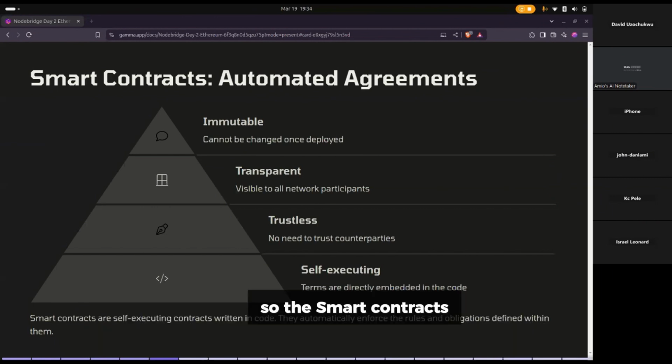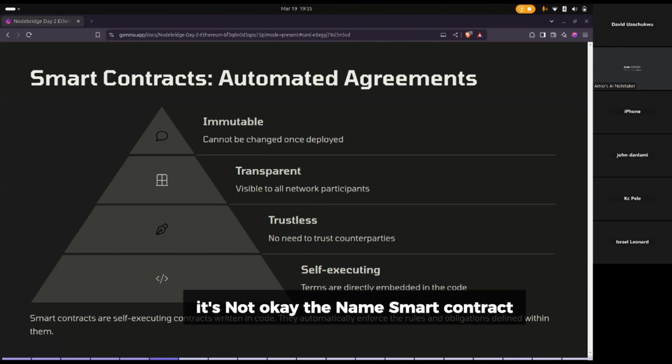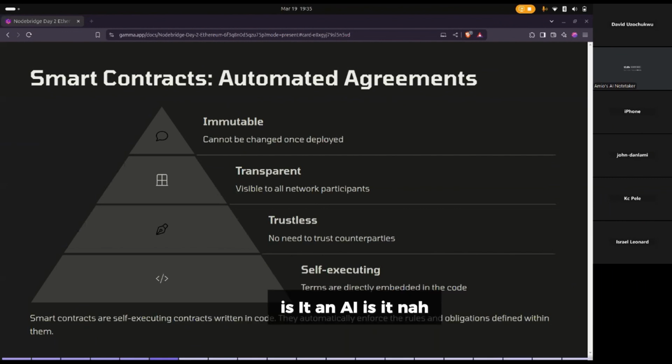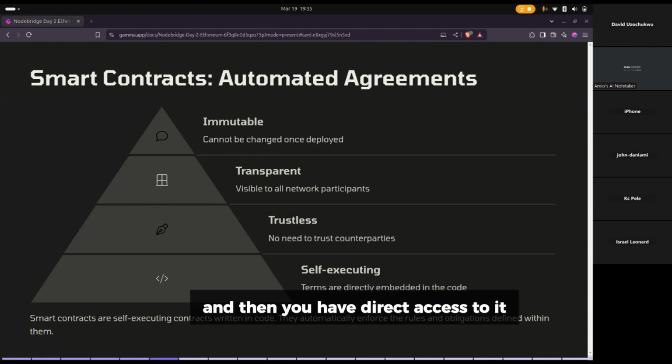The name smart contracts, someone will be like, why is this smart if you still have to do certain things? Does it make decisions by itself? Is it an AI? No, it is just code that is written that gets rid of a third-party structure, and then you have direct access to it.